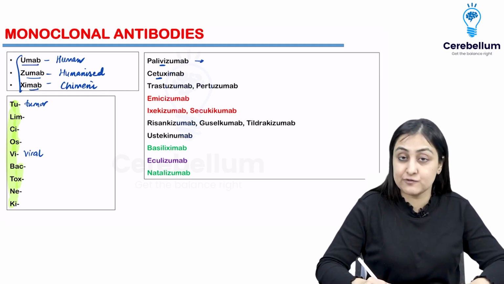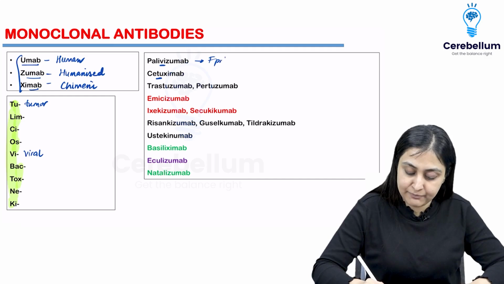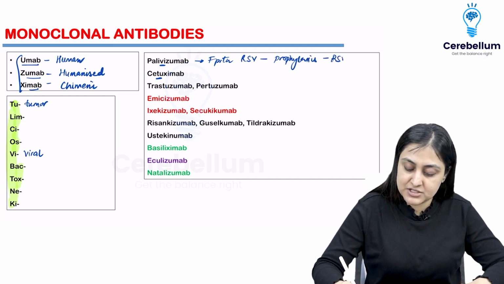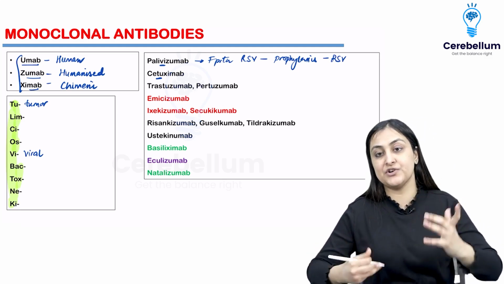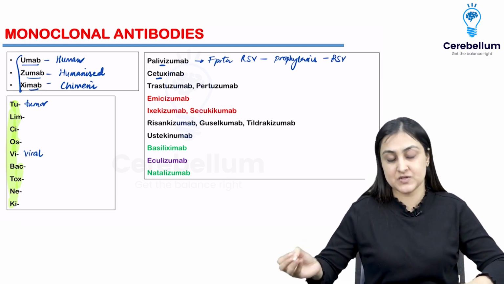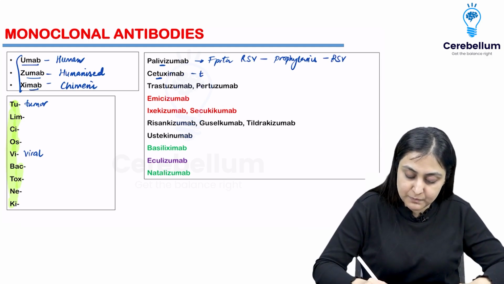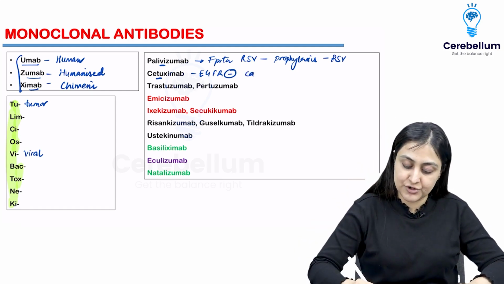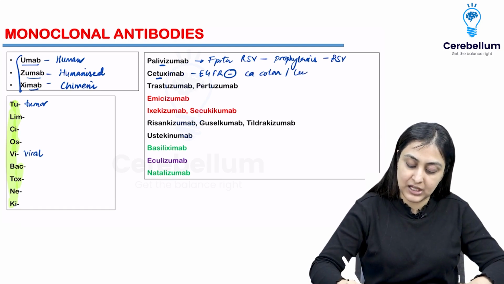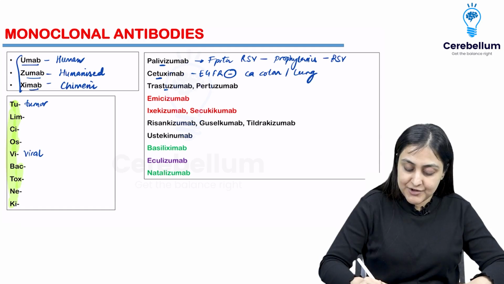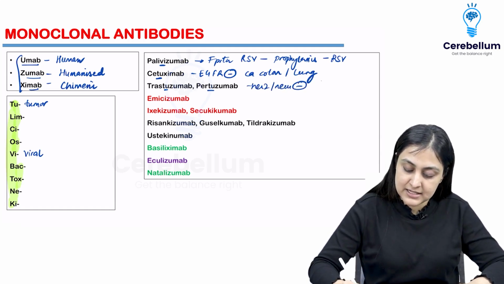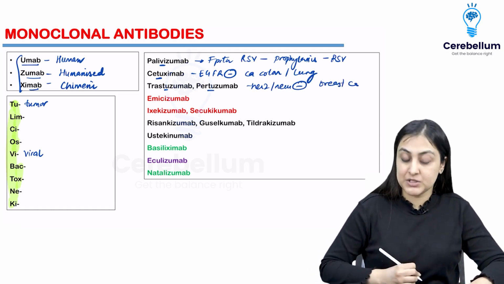Like palivizumab is viral. So this is against the F protein of respiratory syncytial virus, and this is why we give this in prophylaxis of respiratory syncytial virus pneumonia, that is respiratory bronchiolitis in high risk babies. Cetuximab, tumor. So this blocks the EGFR gene, and that is why this can be used for CA colon, it can be used in CA lung. Yes, so TU again, trastuzumab, pertuzumab, we have just seen HER2 neu inhibitor against breast CA. So this is how this is gonna help you.